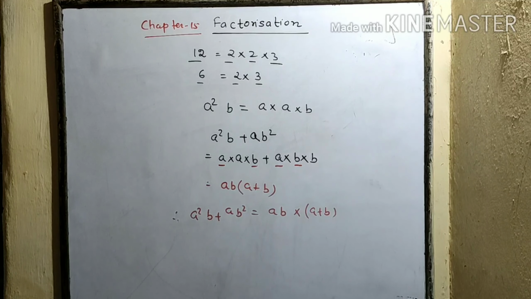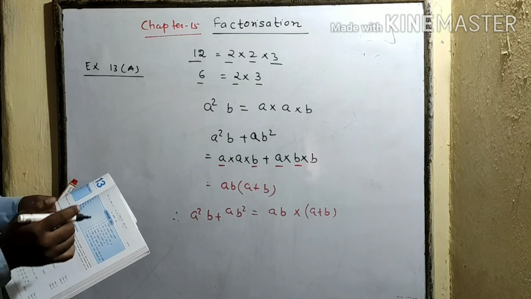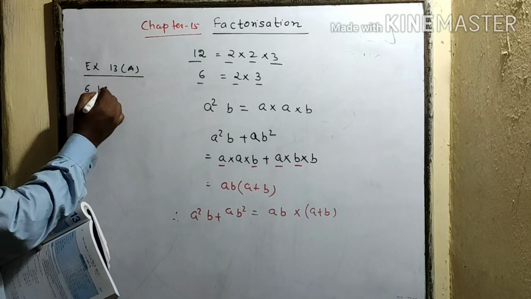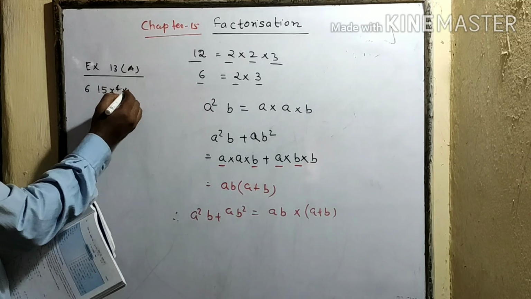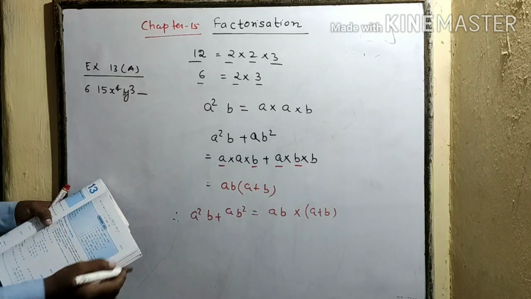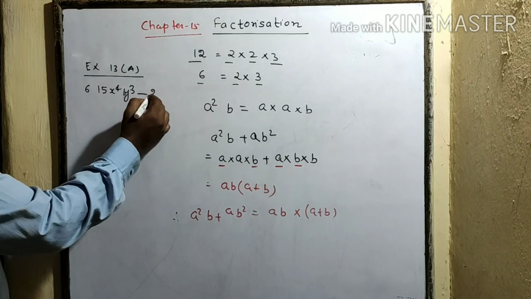Some more examples we are going to see from the book. That is exercise 13a, question number 6. It says 15x^4 y cube minus 20x^3 y.